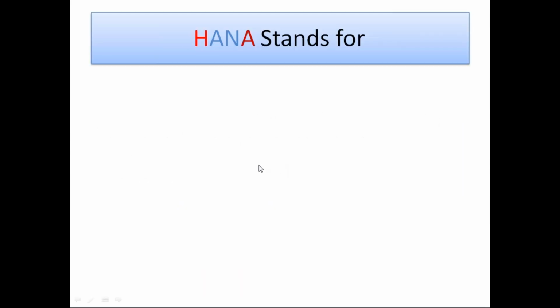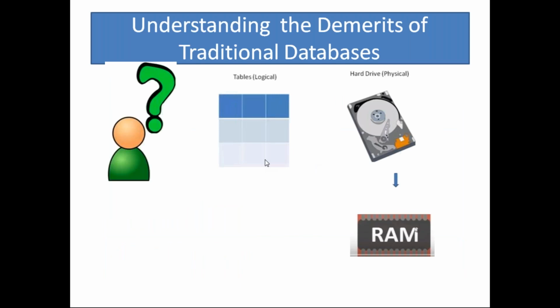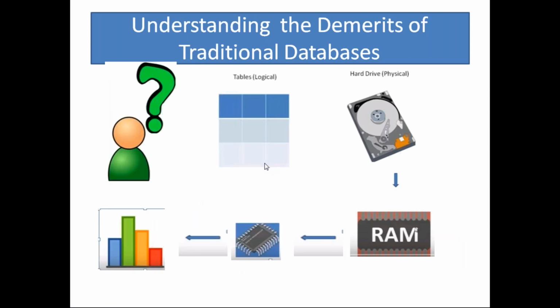Let us try to understand this one here. This is the actual flow of retrieving the data, doing some manipulations and displaying it to the end user. Let's say in the traditional database, in the traditional ABAP program, the end user simply executes a report program which is going to display the list. So what happens internally?